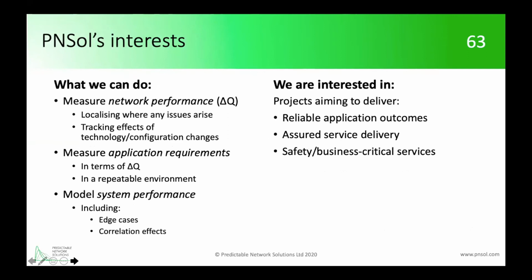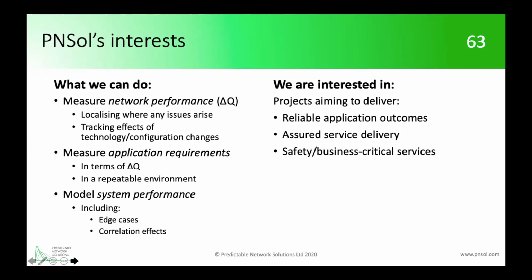So the kinds of things we can do is to measure network performance in this advanced way, which enables us to localize where any issues may be arising. It gives a very precise and deep view of the effects of technology or configuration changes. We can also measure the application requirements in terms of this parameter. So we have an environment which enables us to emulate the quality attenuation of a network. And this is more robust really than having to emulate the whole network. We can just reproduce its impact in the way that it impacts applications, and we can do that repeatedly. So that provides a way of doing performance regression tests, for example, for application developers.